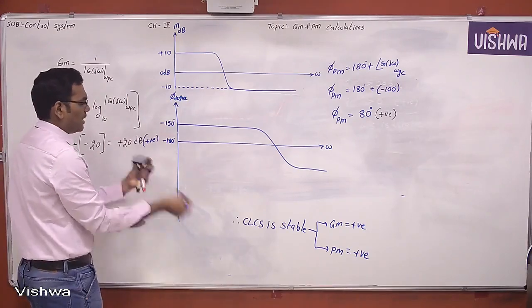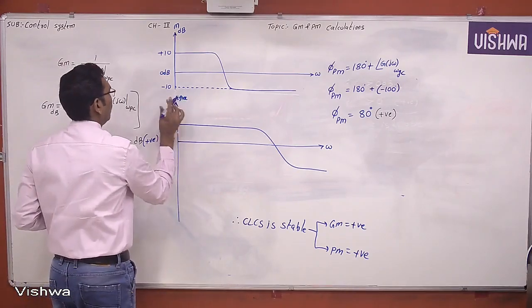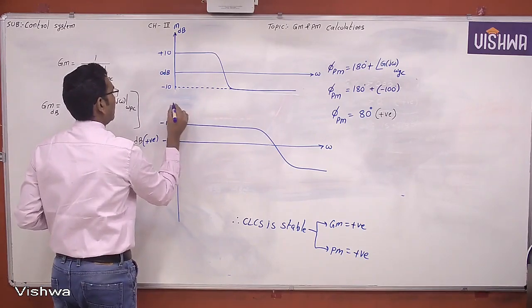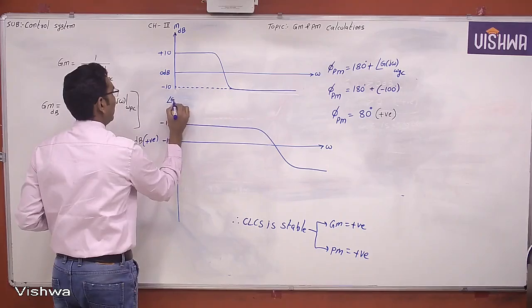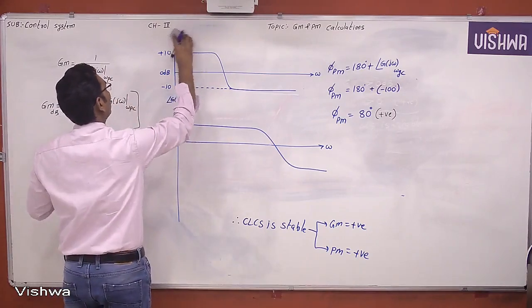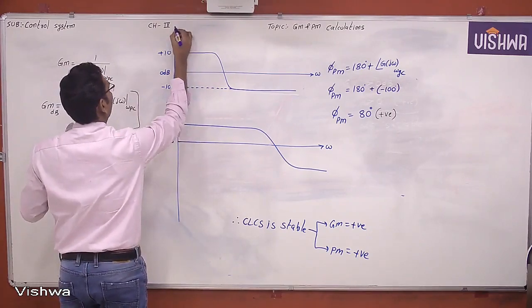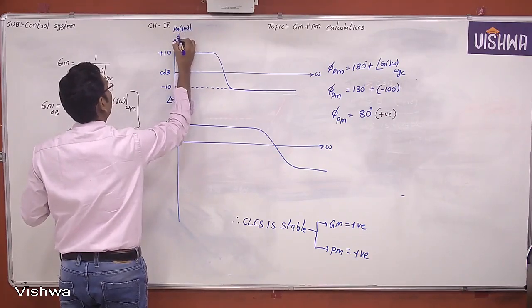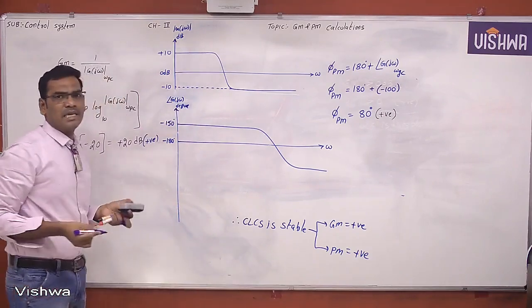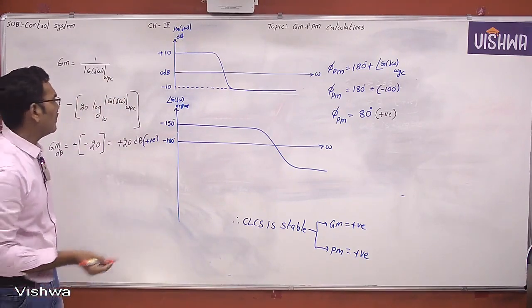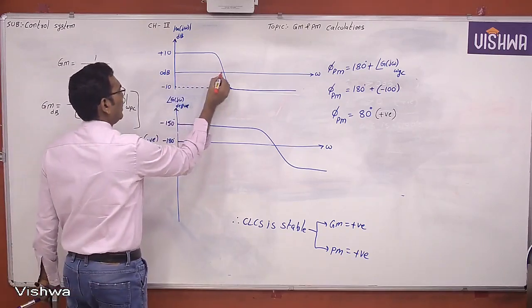This is the open loop transfer function. Okay, don't confuse. This is the angle of G of j omega in terms of degrees. This is the magnitude of G of j omega in terms of dB. So in the same problem, same conditions, you just see here. Now this is the 0 dB line.